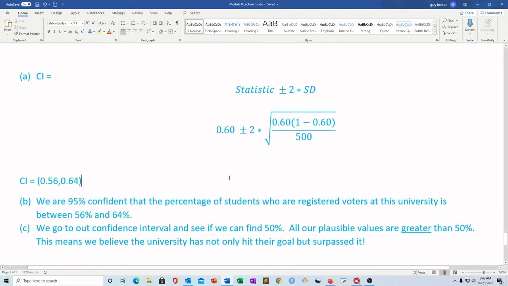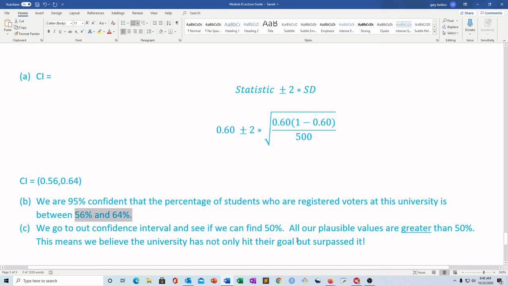So why don't we think about what's happening here? Well, here's our confidence interval, right? So we think between 56% and 64% are registered to vote. Where's 50%? Is it in here? No. So 50% is not a plausible value, which might make you stop and think, well, 50% is not in there, so that's not good. But let's think about this. All the plausible values are bigger than 50%. Right here, all of my plausible values are bigger than that.